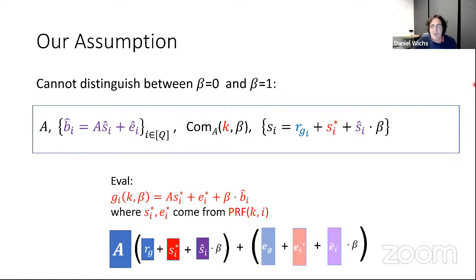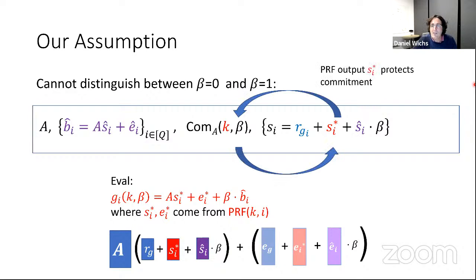Now, this is the assumption, and it essentially has a flavor of circularity. The reason is that we want this PRF output s_i star to protect this randomness r_gi that depends on the commitment randomness. If r_gi is sensitive and I revealed it, all security would be lost. So I need s_i star to somehow hide this r_gi, and also to hide the bit beta. On the other hand, the commitment itself is protecting the PRF key K, which is responsible for generating this s_i star. So I have this circularity in this assumption.